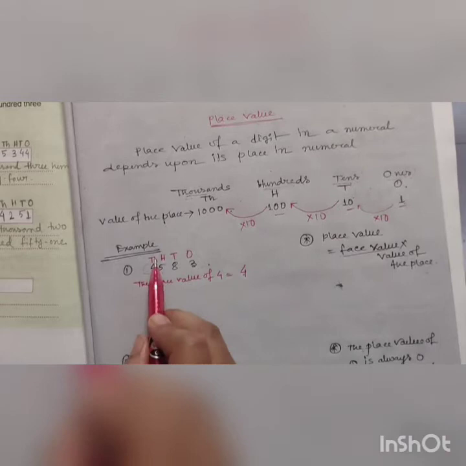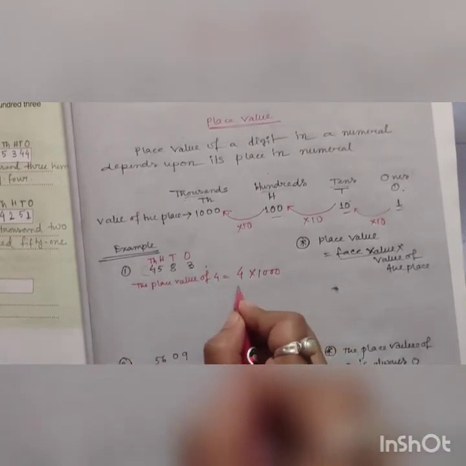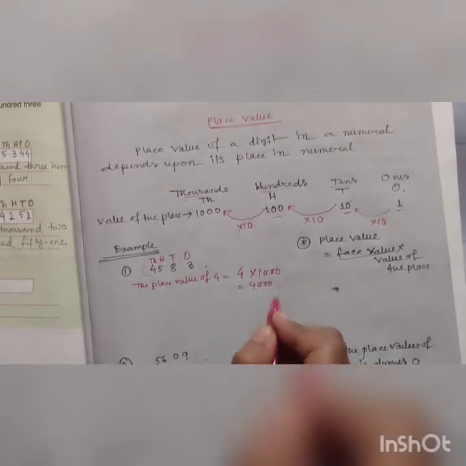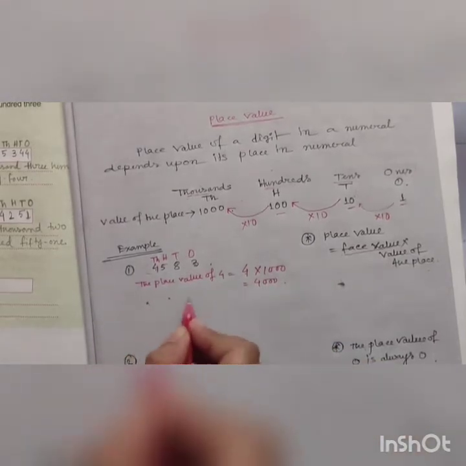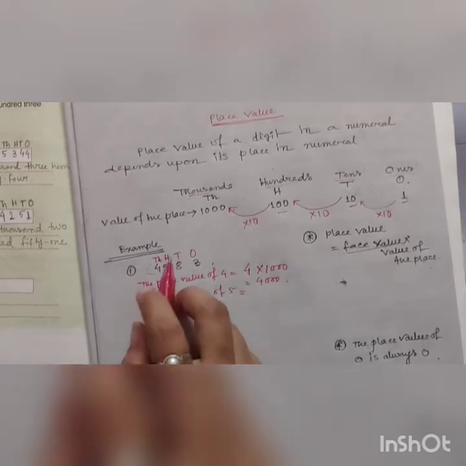So the value of the thousands place is 1000. So 4 multiplied by 1000, that is 4000. Okay, next the place value of 5. So 5 is in which place? 5 is in hundreds place.